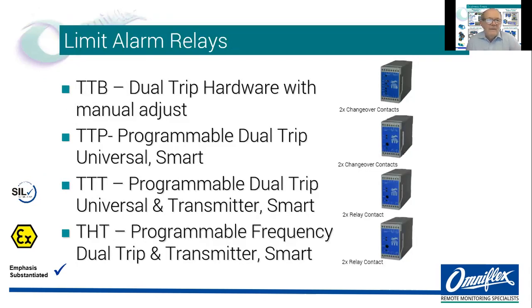Limit alarm relays. There's a manually adjustable TTB, which allows, via potentiometers on the front panel, adjustment of your set points. TTP is programmable, universal input, again, so it'll accommodate your thermocouples, RTDs, voltage and current inputs, and provides dual trips, so dual limit alarms. The TTT is the same unit with the addition of a retransmit output, and the THT is the same except with a frequency input and retransmit and dual trips.